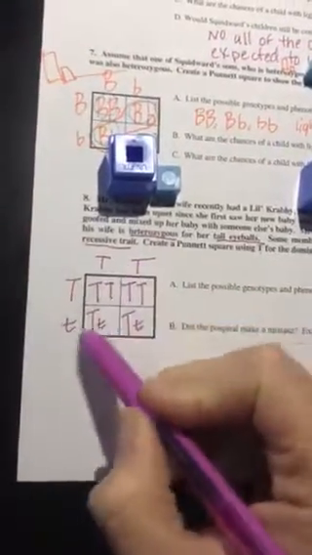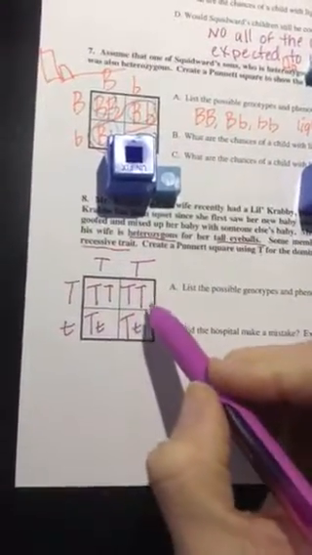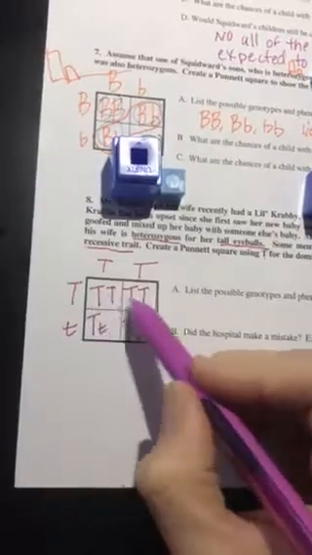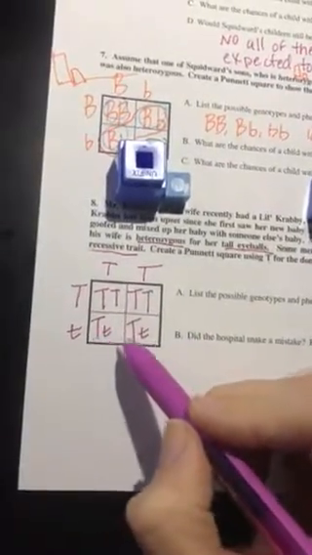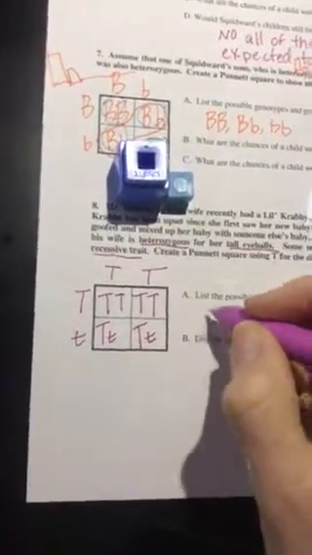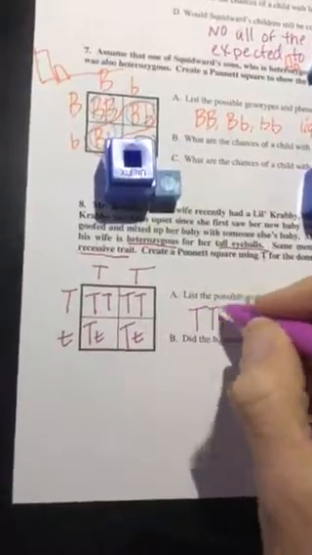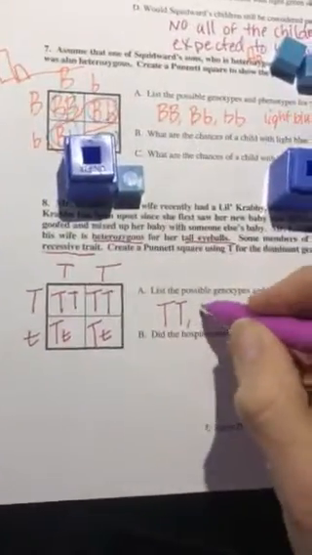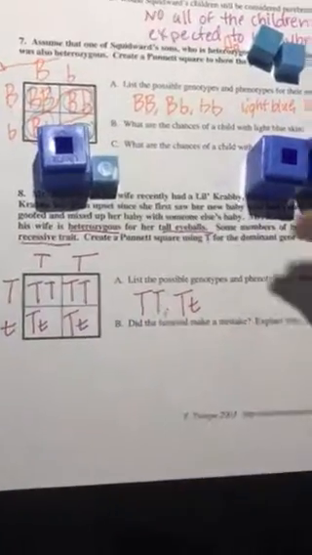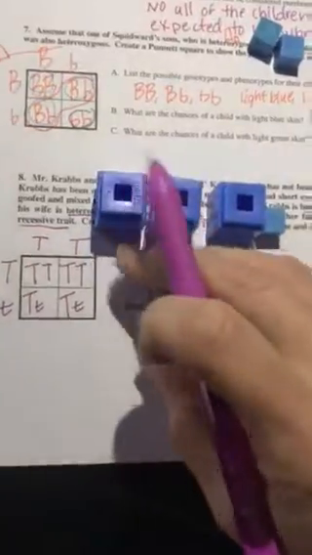So their potential offspring, there are only two different genotypes because you'll notice the top row on mine ended up looking the same as the bottom row. So capital T, capital T is one genotype, and the other one is capital T, lowercase t. So we could describe this as homozygous dominant and heterozygous for our genotypes.